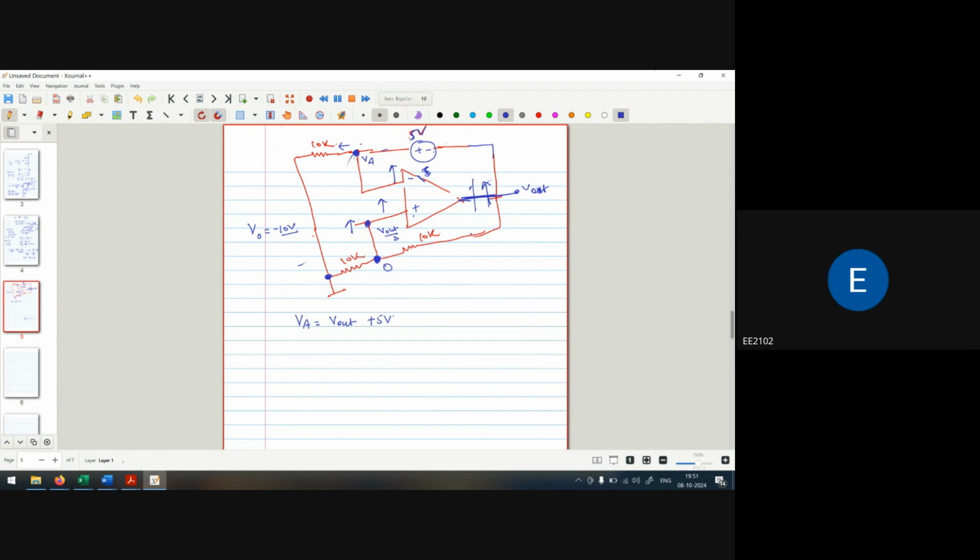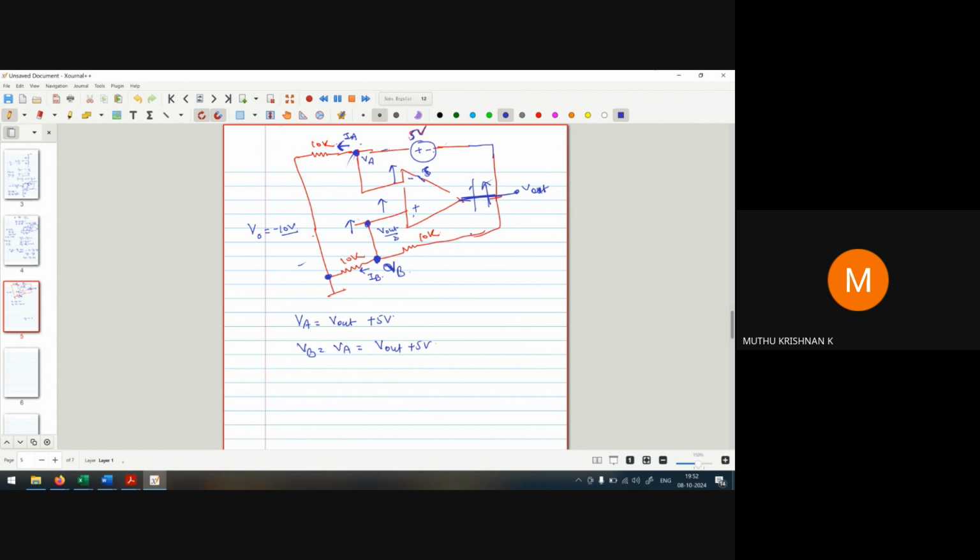If I say this is VB, then VB is equal to VA. That is also the same as V out plus 5 volt. Now what is the current in this direction? IA and IB. So they are the same.